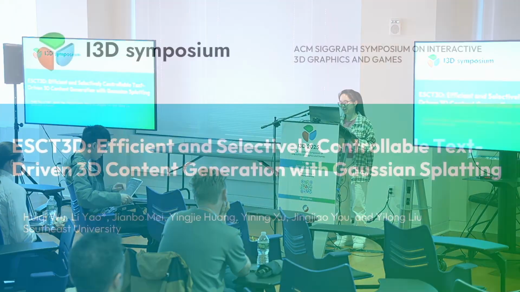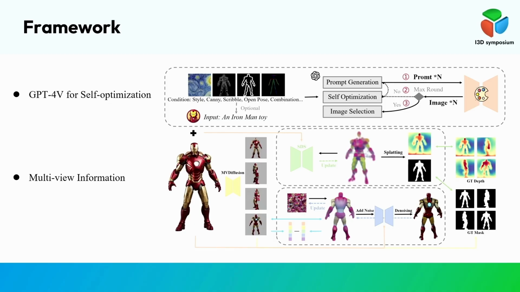It's about text-driven 3D content generation with Gaussian splatting. We propose a novel controllable text-to-3D content generation method with multimodal self-optimization, which can refine the input text into a richer prompt and optionally integrate additional conditions such as style, canny, scribble, and pose to enable the generation of controllable 3D results. We also combine multi-view information such as multi-view depth, mask, features, or image as constraints to ensure multi-view consistency and enrich the details of other views.